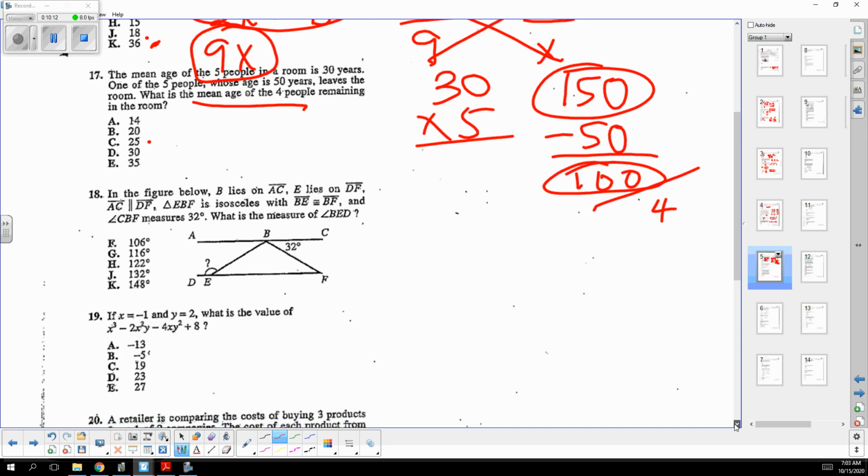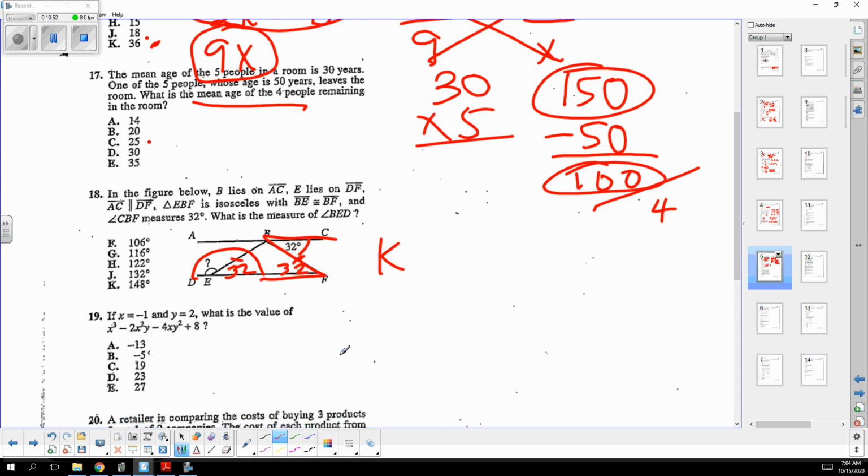18. We have another isosceles triangle. And now this is what you have to know. I call it alternate interior angles. So alternate interior with the 32 is 32. I also call that the Z theorem. Isosceles triangle theorem. The angles opposite are equal. So what are we? We are supplementary to 132. Answer K.